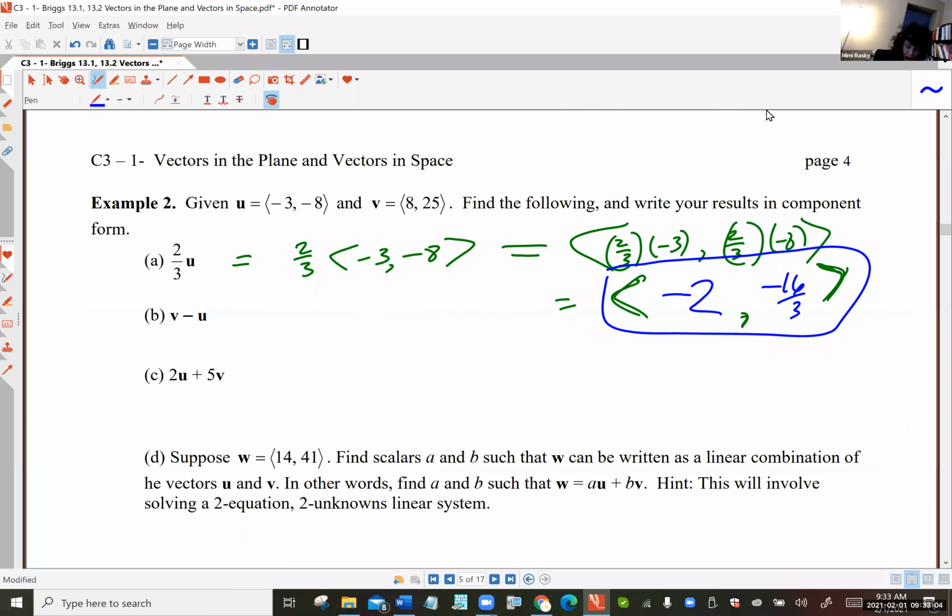I have to keep going back and forth. Okay, so back to where we are. Hopefully you got there. I did some intermediate steps here because I thought I was sharing my screen and I wasn't. So if you got -2, -16/3 inside the angular brackets, you're doing good.